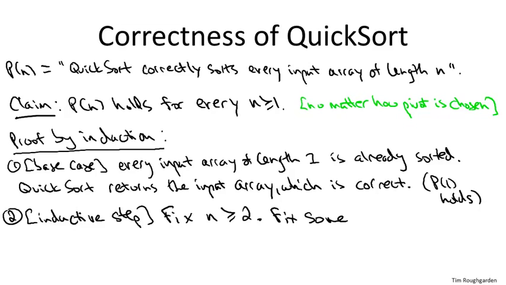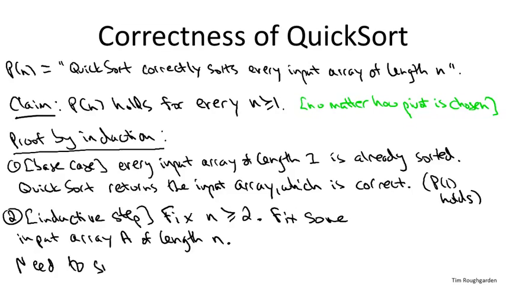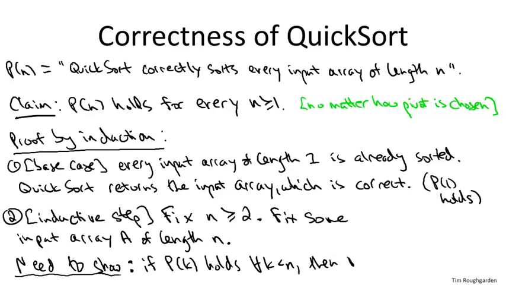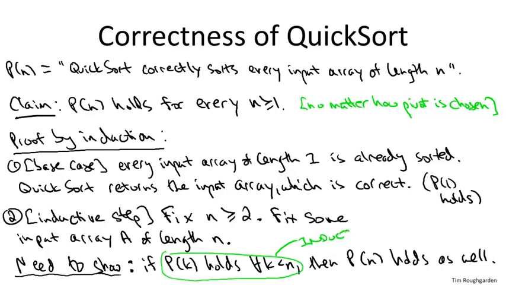So let's make sure we're all clear on what it is we need to show. What are you showing in an inductive step? Assuming that P of k holds for all smaller integers, then P of n holds as well. And remember, this is the inductive hypothesis. So in the context of Quicksort, we're assuming that Quicksort never makes a mistake on any input array that has length strictly smaller than n. And now we just have to show it never makes a mistake on input arrays that have size exactly n.